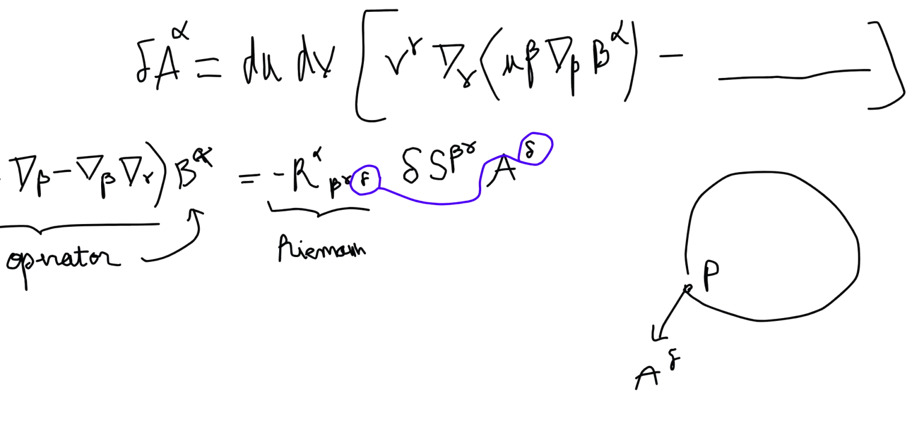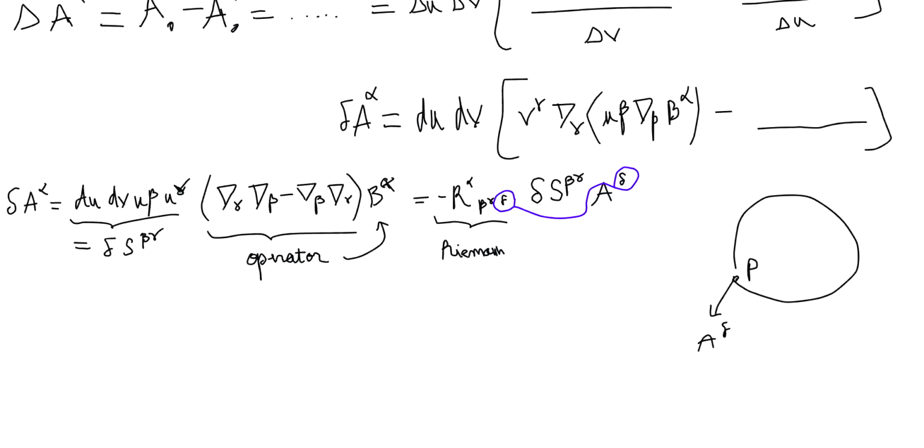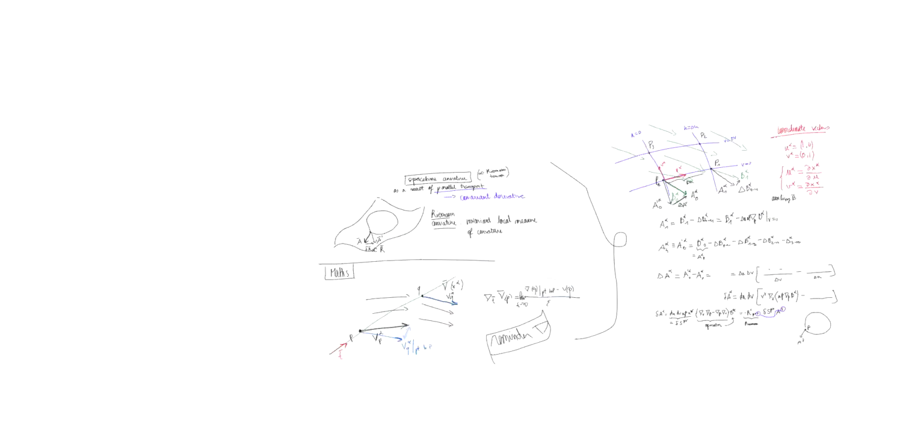And that's the first way to characterize the Riemann tensor. It is as a result of parallel transport. Yes, space-time curvature.